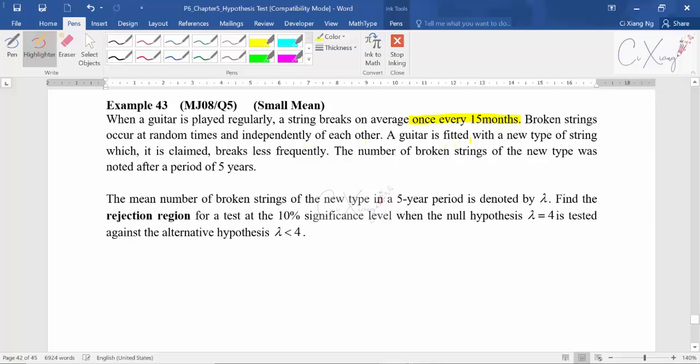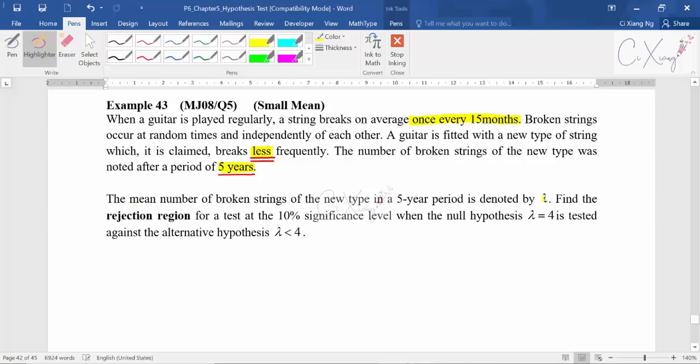It is fitted with a new type of string which is claimed to break less frequently. So the word "less" actually gives you a hint about the alternative hypothesis. The number of broken strings of the new type was noted after a period of 5 years. So instead of 15 months, they observe it for 5 years. That means this is a new interval that you are going to use when you want to do any calculation later.